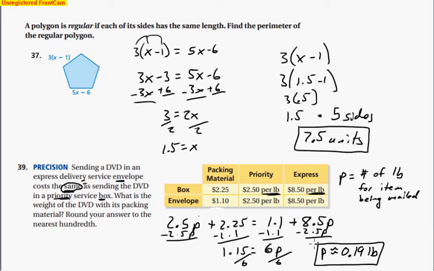So those are the types of problems that we're going to end up seeing on tonight's assignment. Good luck.